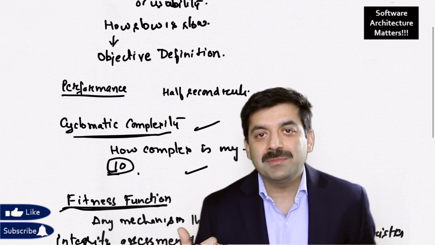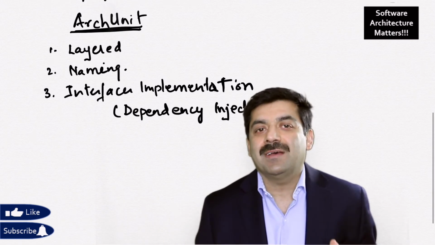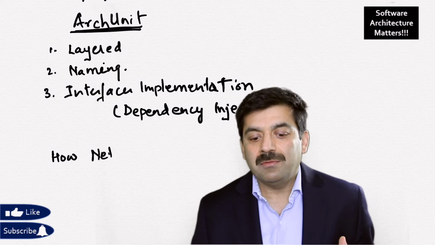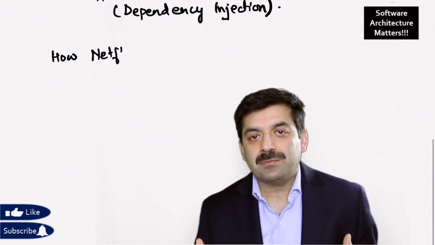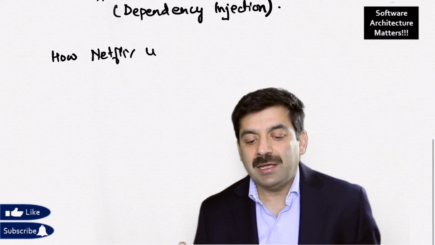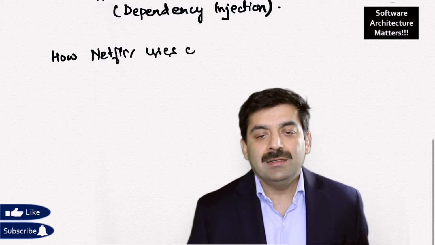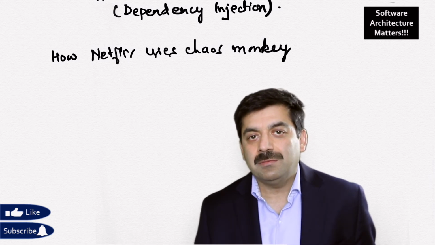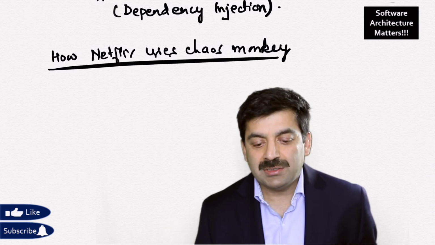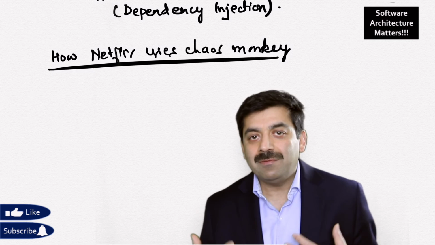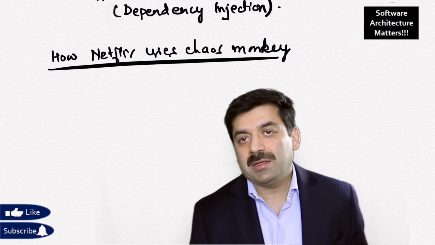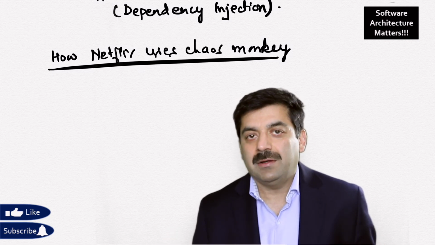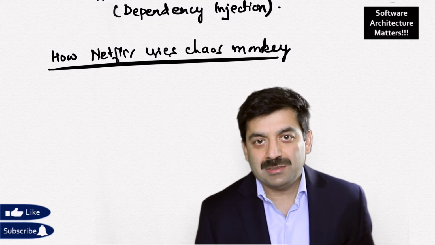So there comes ArchUnit. I have a lot of videos on ArchUnit, so check them out. ArchUnit is very cool for monitoring and managing your architecture. Just as Netflix uses Chaos Monkey to find out what could go wrong in their production system.